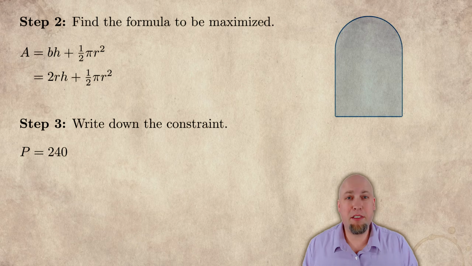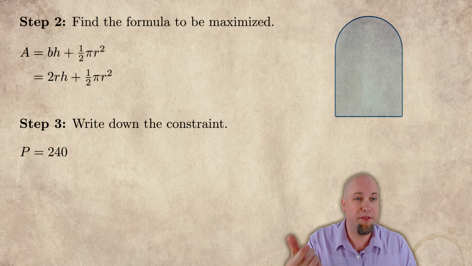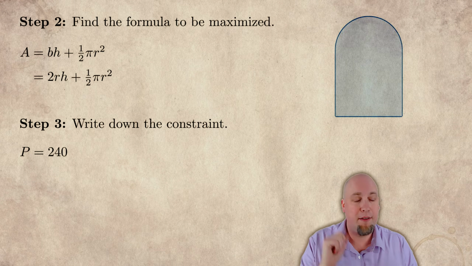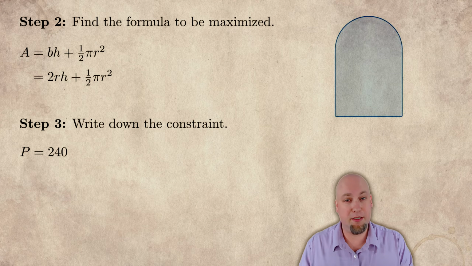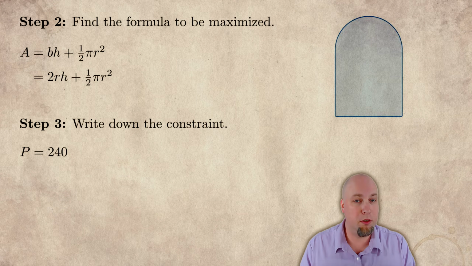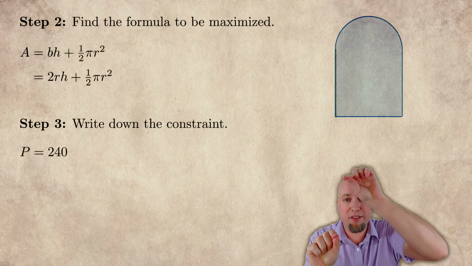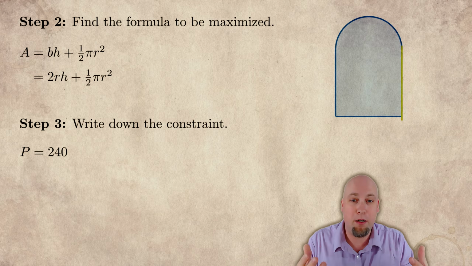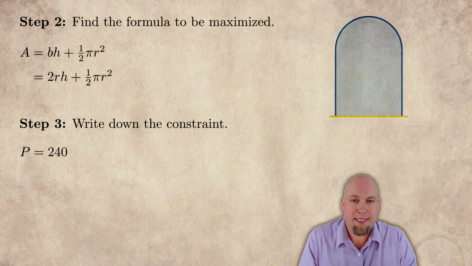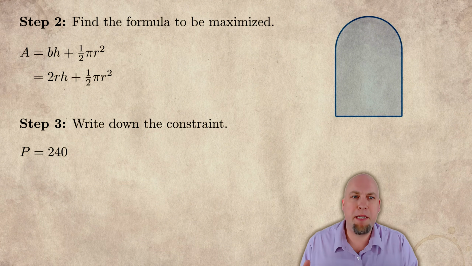To actually make use of this constraint, we've got to write down precisely what it tells us in terms of our variables, in terms of the radius of that semicircle and the height of the rectangle. So in this particular case, it tells us that the perimeter of the Norman window is 240 centimeters. That means the distance all the way around it is 240 centimeters. So we've got to write down a formula for what that tells us. So just take this piece by piece. It's very similar to how we came up with our formula for the area of this Norman window.